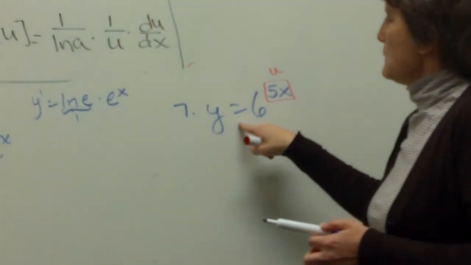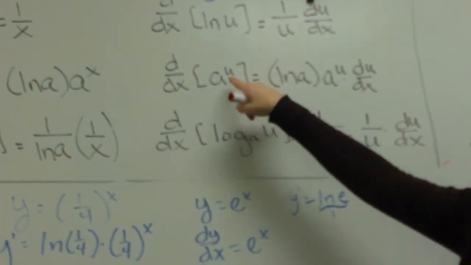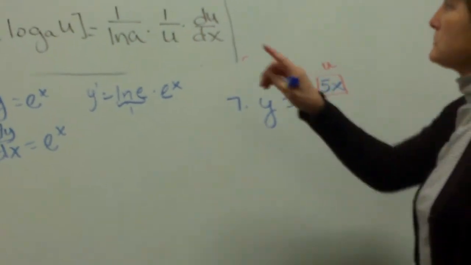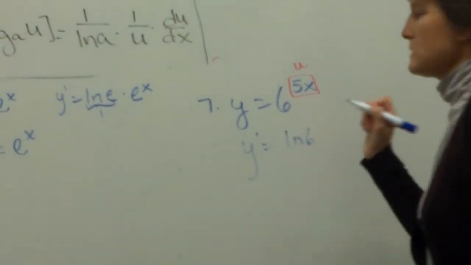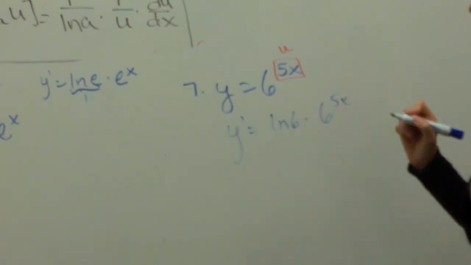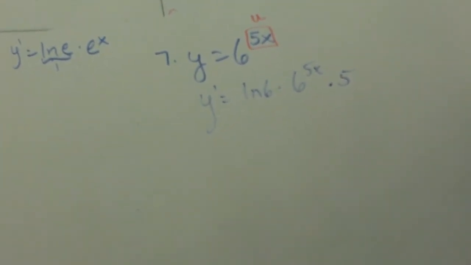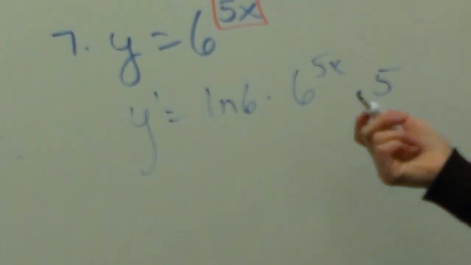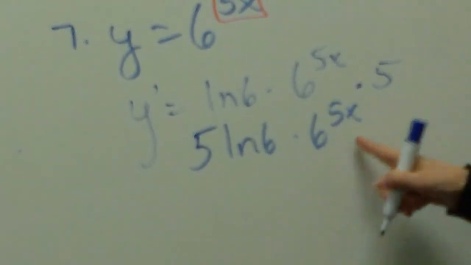And that means that when I try to take the derivative of number 7, I'm going to do it with the rule for a to the u, a to a function of x instead of a to the x. So that rule is a little longer. It starts out with the ln of a, so in this case, that's the ln of 6, times a to the u, which is 6 to the 5x, times the derivative of the exponent, which is 5. So to write it more neatly, ln of 6 and 5 are just numbers, constants, so we could put them together, and then put the a to the u on the end.